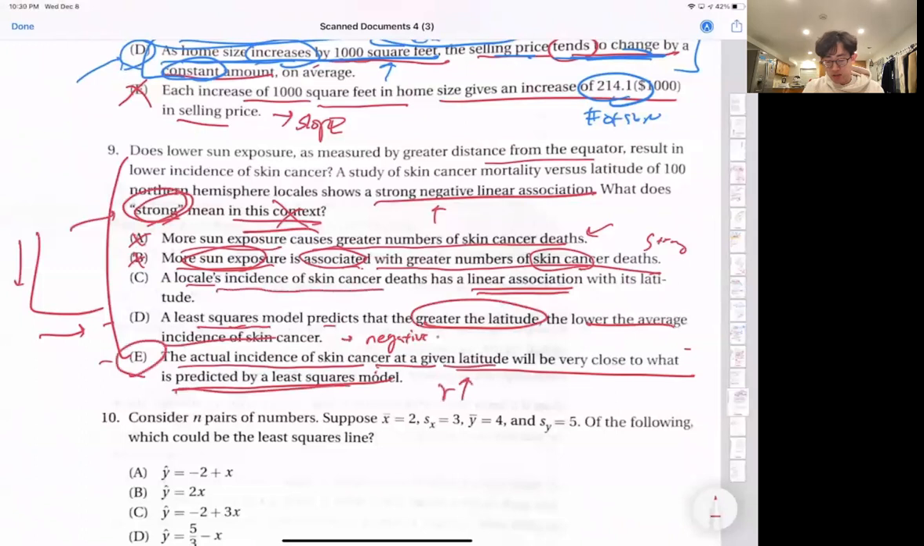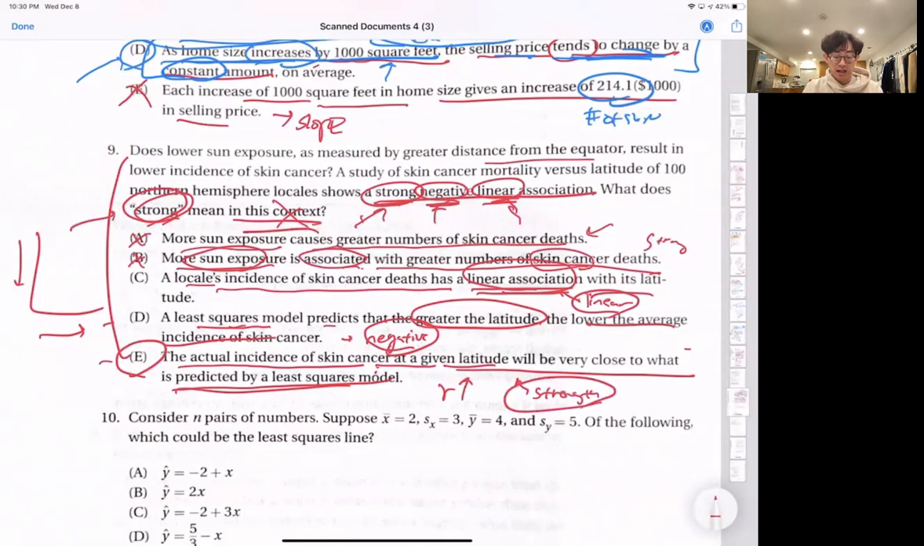C, a local incidence of skin cancer deaths has a linear association. Again, this is just talking about the linearity. So they could just go pick any of these things. What does strong mean? What does negative mean? What does linear mean? This is more closely related to the linearity of the two in the context. This is talking about the negative, and this is definitely talking about the strength. That's the reason why C or D does not work.